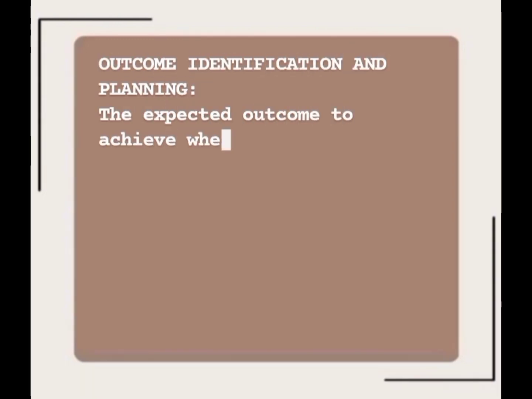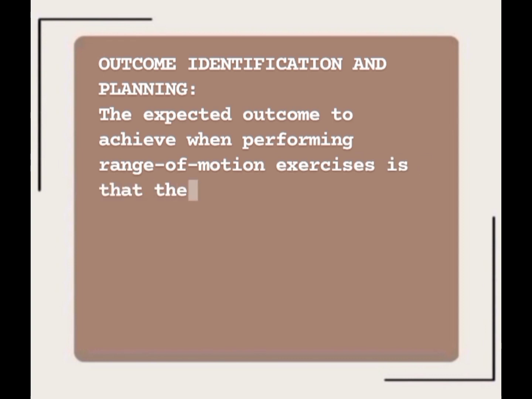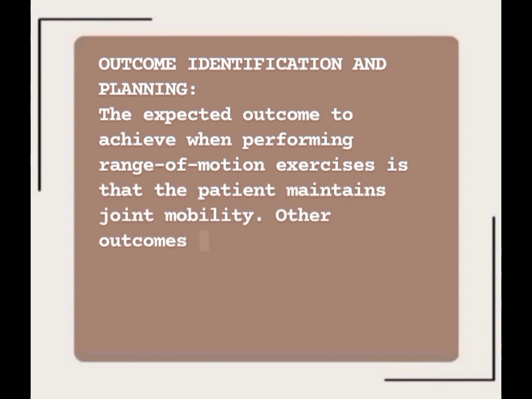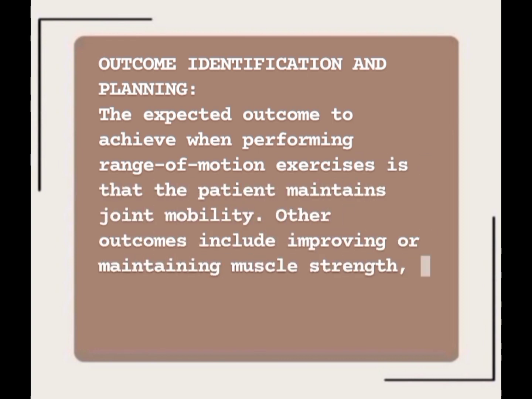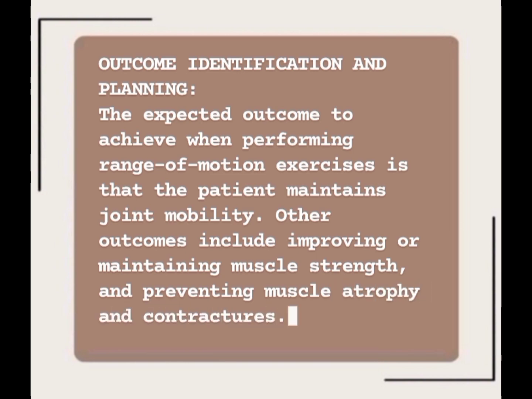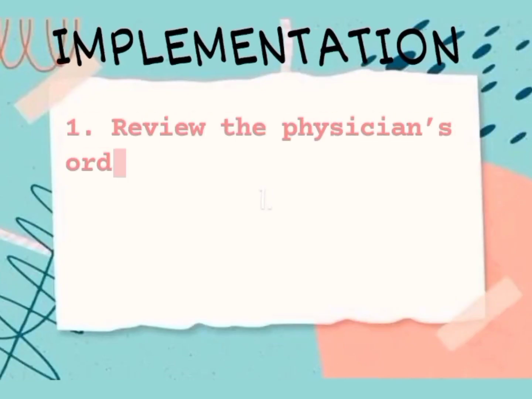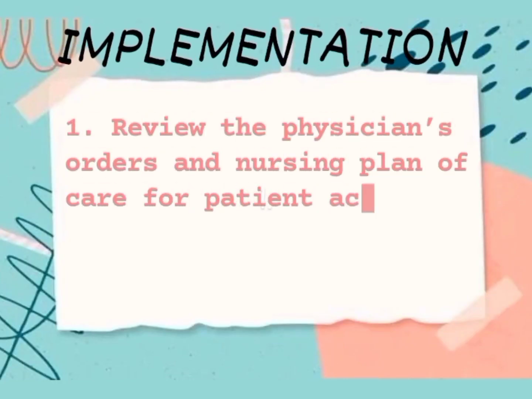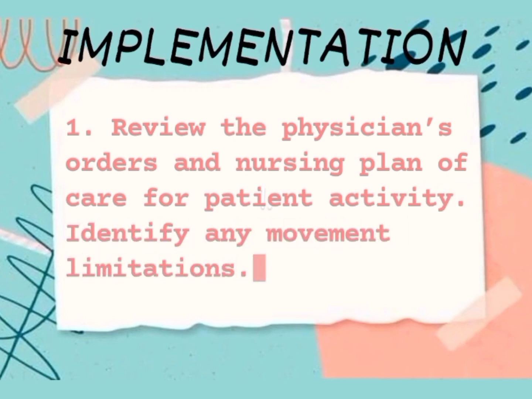The expected outcome to achieve when performing range of motion exercises is that the patient maintains joint mobility. Other outcomes include improving or maintaining muscle strength and preventing muscle atrophy and contractures. First, review the physician's orders and nursing plan of care for patient activity. Identify any movement limitations.